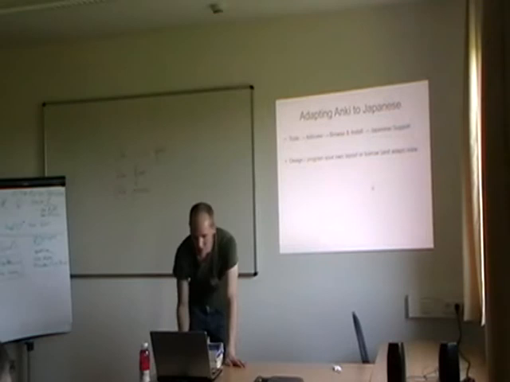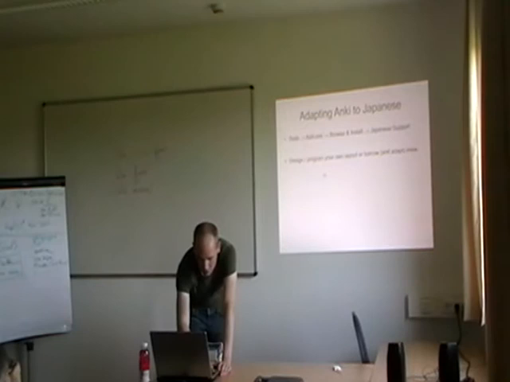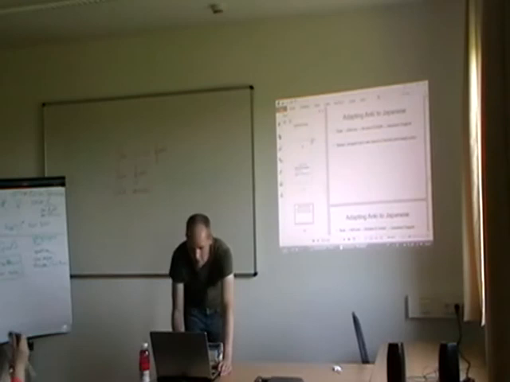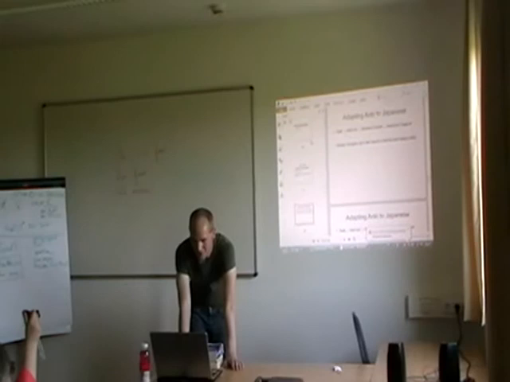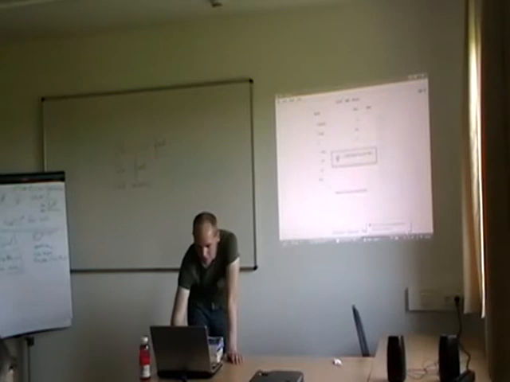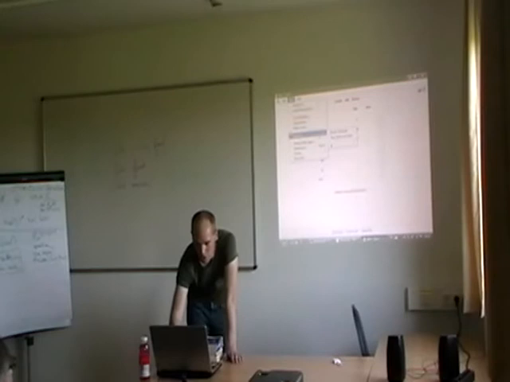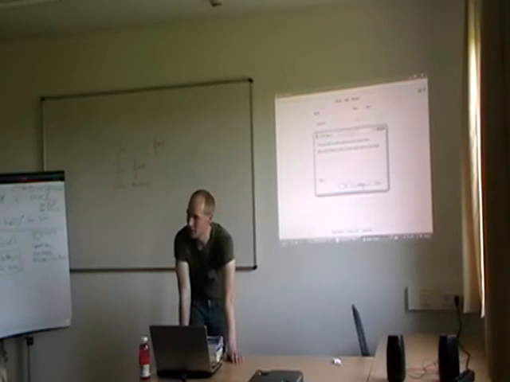So, adapting Anki to Japanese. The first thing you need to do is to install Japanese support. So you start Anki. It's actually the Japanese word for memorization or memory. You can find that under Tools, then Add-ons, Browse and Install, and then Browse, and there you can look for the add-on called Japanese Support.